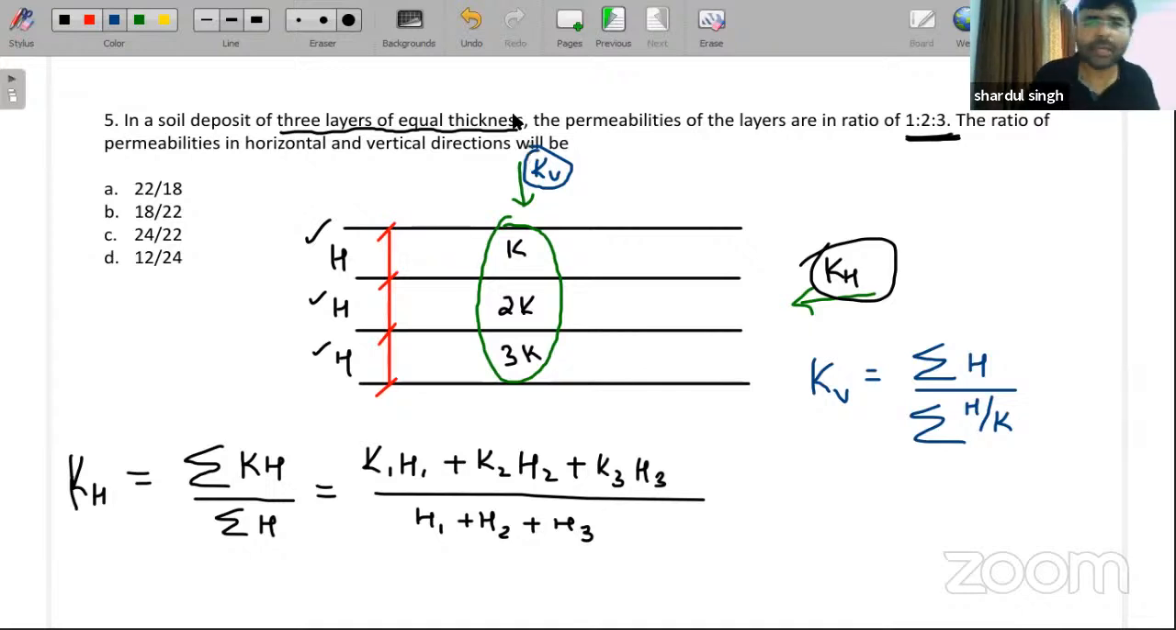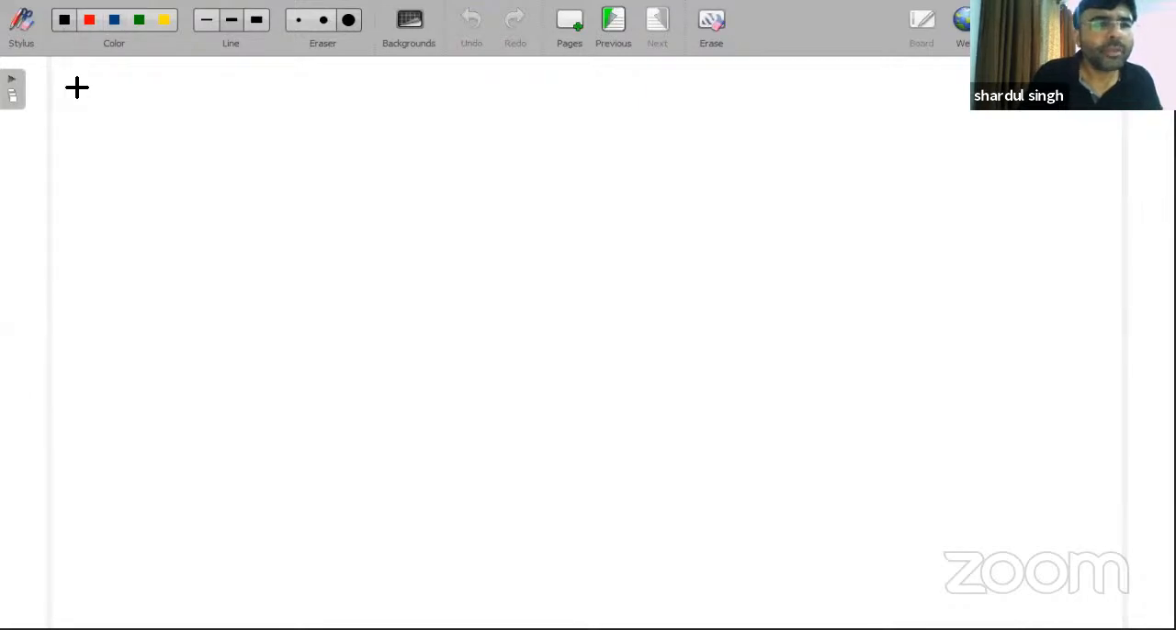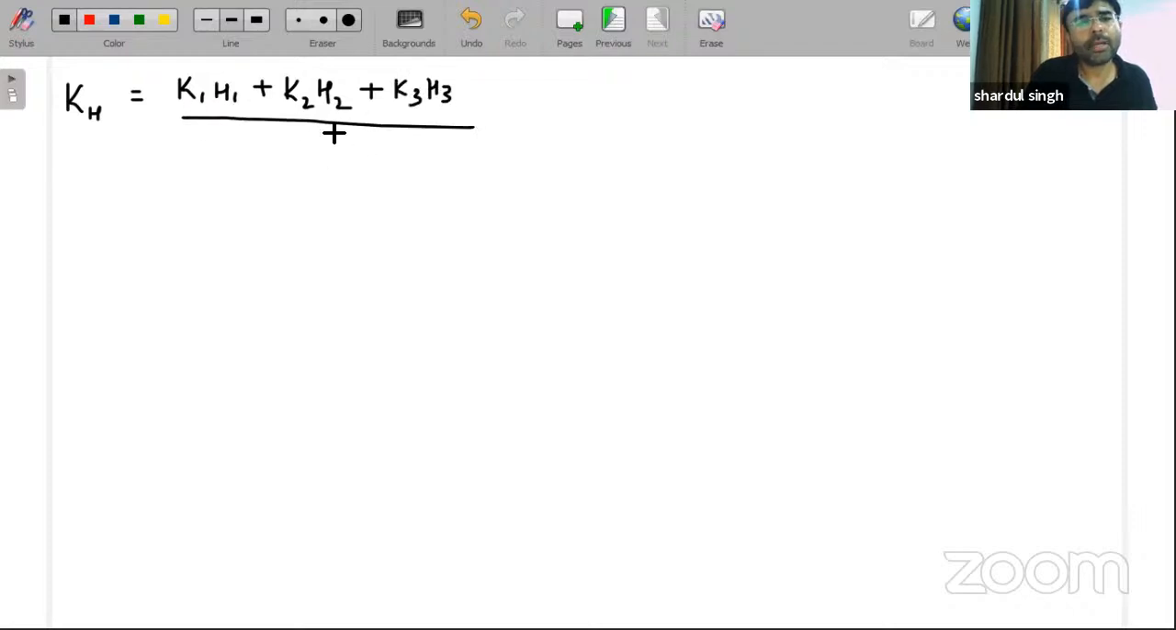Now let us solve this and see what the answer will be. Let us solve for KH. What was KH? It is K1H1 plus K2H2 plus K3H3 upon H1 plus H2 plus H3. But in the question it has been given that H1 is equal to H2 is equal to H3.